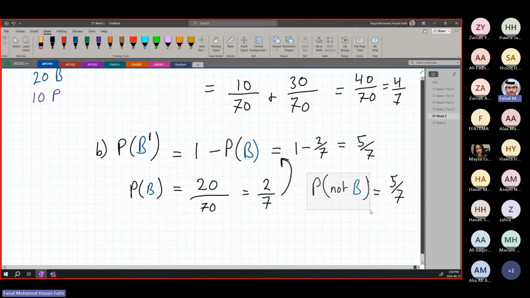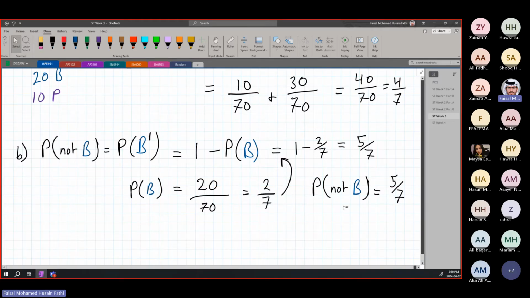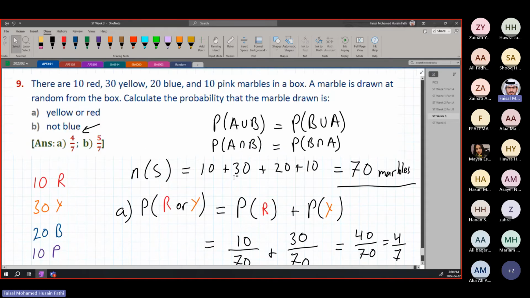Again, this is the same as this. This is exactly the same as that. There's nothing different. It's just the notation. So P of not B is the same as writing P of B not. So P of not B is just 5 over 7. And that's how you can solve it.